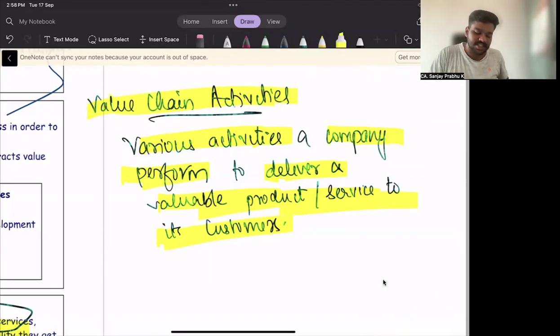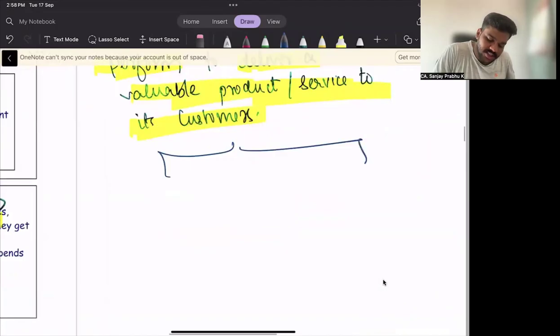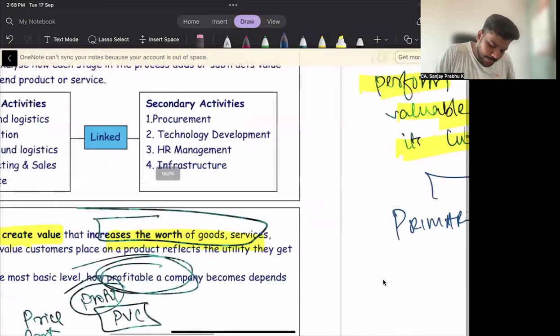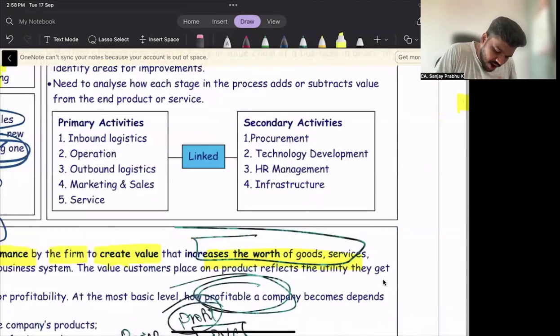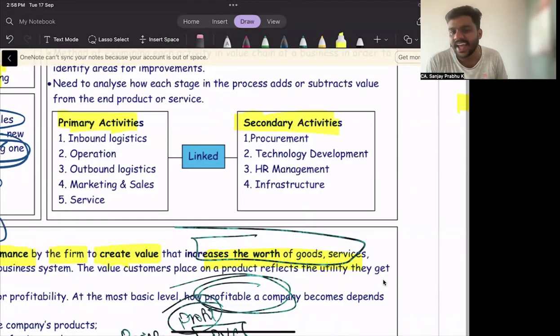These value chain activities can be classified into two: primary activities and secondary activities.